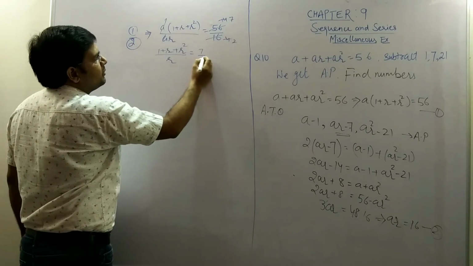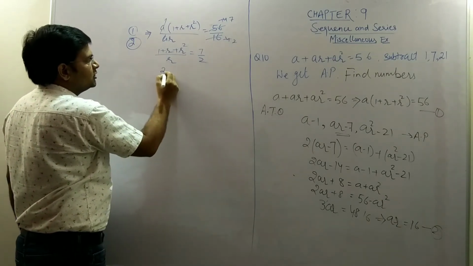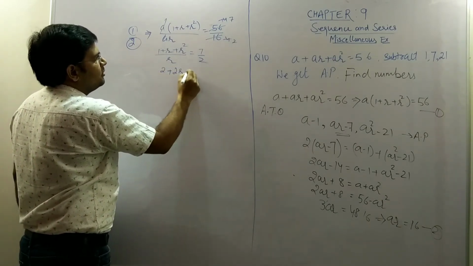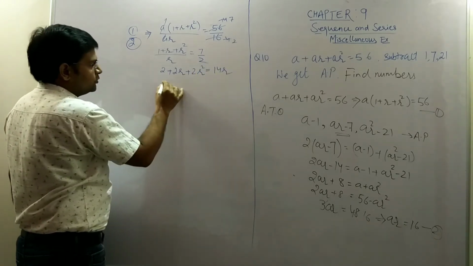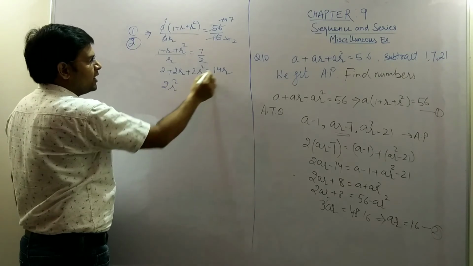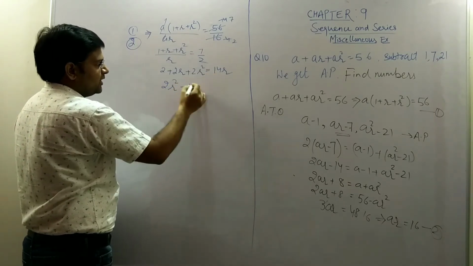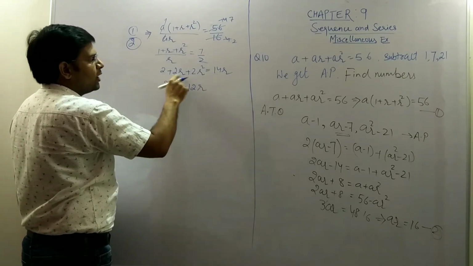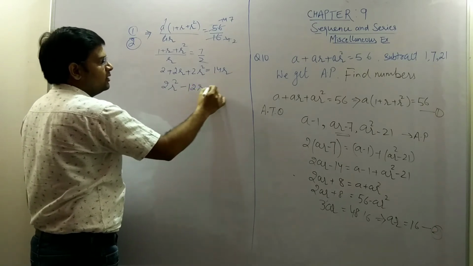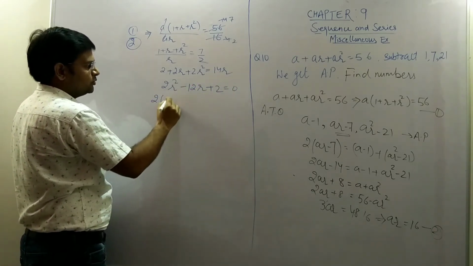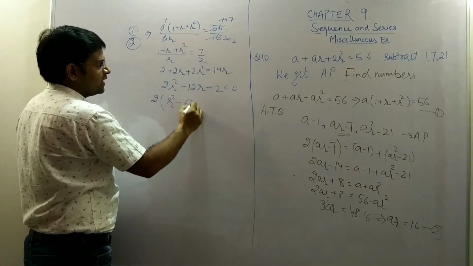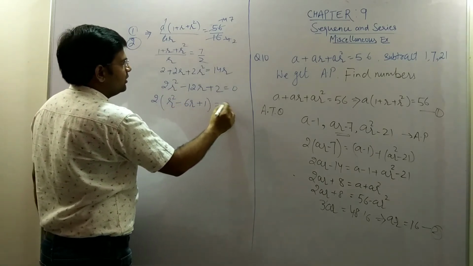So 7 by 2, you do cross multiplication: this is 2 + 2r + 2r^2 = 14r. So now this is going to be 2r^2, and 14r if you bring to this side, this becomes 12r. 2r - 14r is -12r. This is plus 2 equal to 0. Now 2 can be taken common. So this is r^2 - 6r + 1.